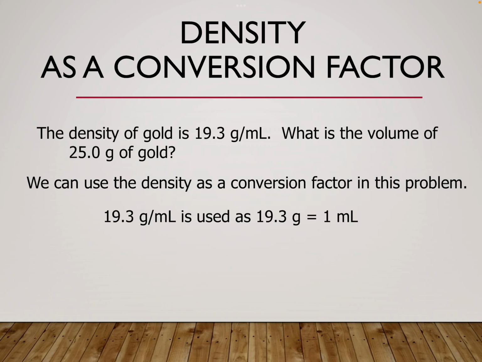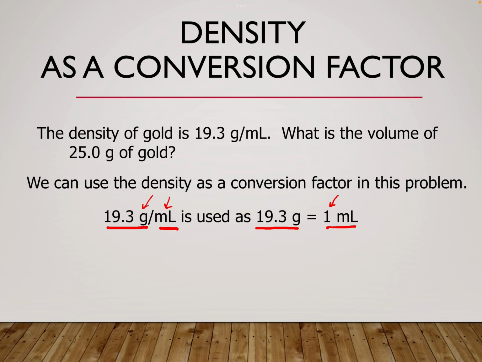So I do want us to get used to it. Here we have 19.3 grams per milliliter. The way that we use this as a conversion factor, do you see it's got 2 units here? To use it as a conversion factor, we actually are going to split those units apart. This 19.3 grams is going to end up as 19.3 grams, and the milliliter is going to end up on our other side of the equal sign.